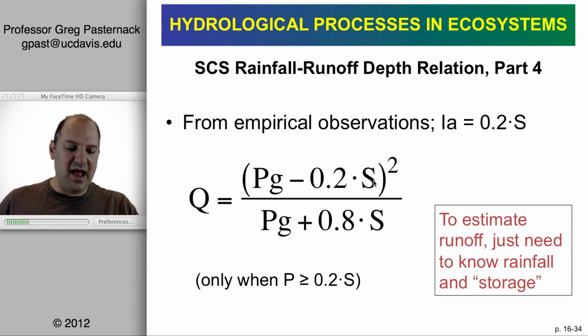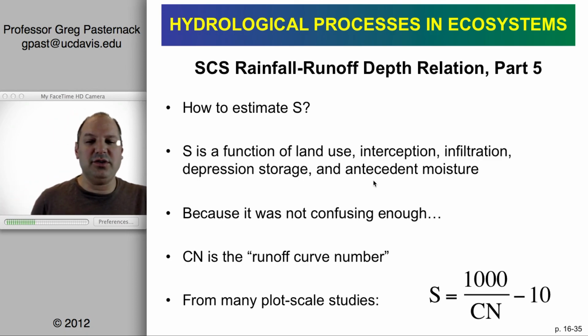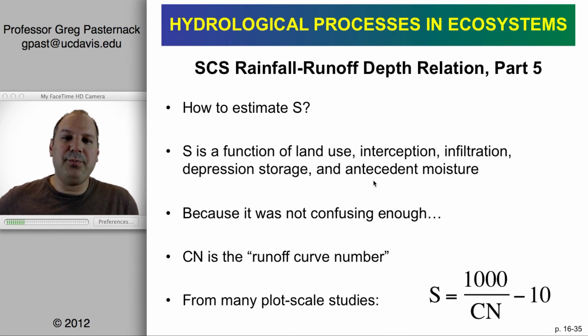So we have to have a way to account for that. So now we're going to go again for another time to shift gears and try to characterize storage in terms of some land surface, land cover, soil characterization. To do that, the Soil Conservation Service created the idea of a curve number, which is represented by these letters CN.